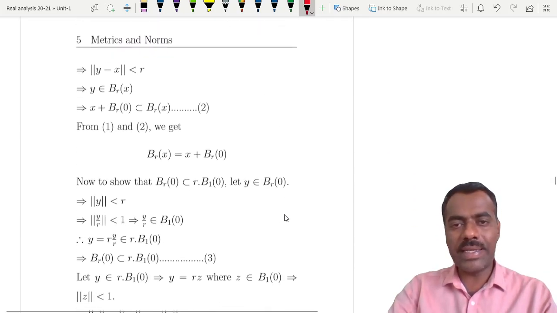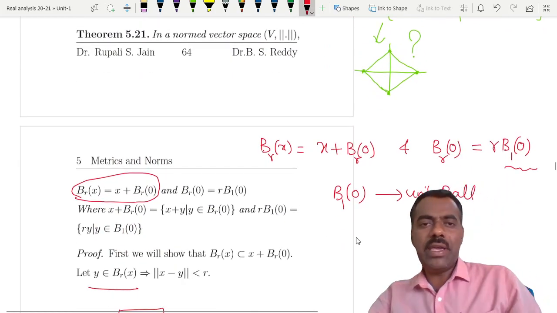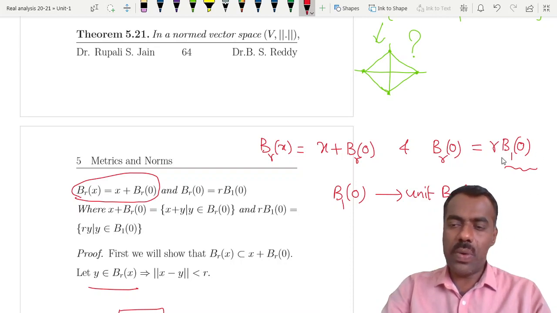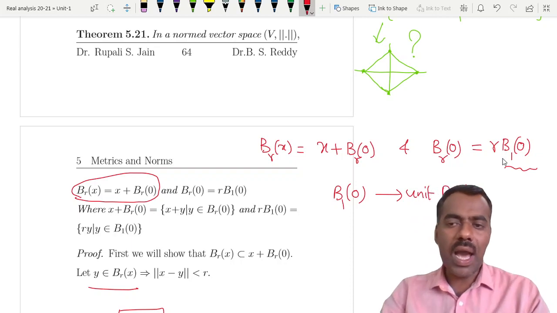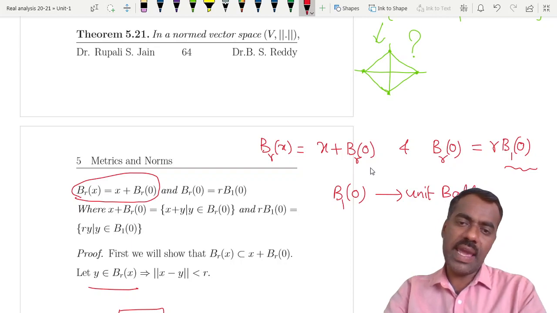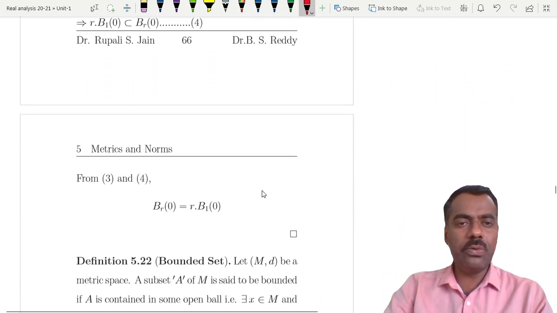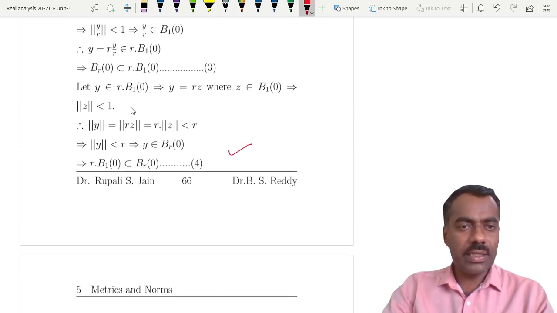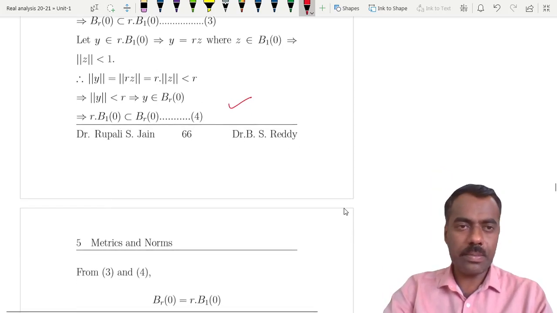But what you have to understand is how any ball can be identified in a normed vector space. If you know what B(0, 1) is, then you multiply by r to get B(0, r), then by translation, by adding x, you get B(x, r). I have given the proof with all details here, so I am not going through it again. This is a very basic calculation.